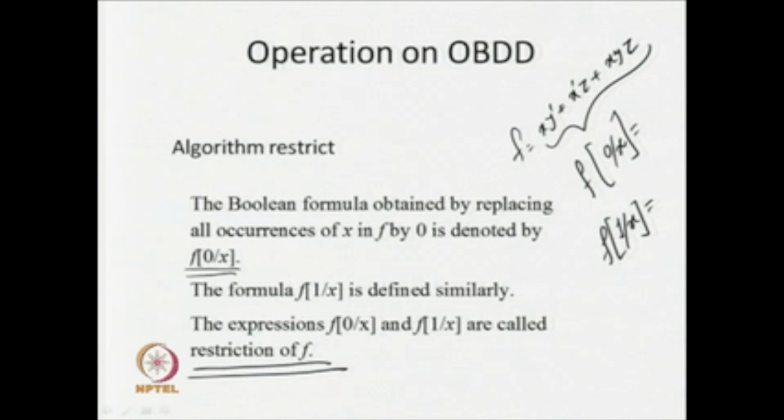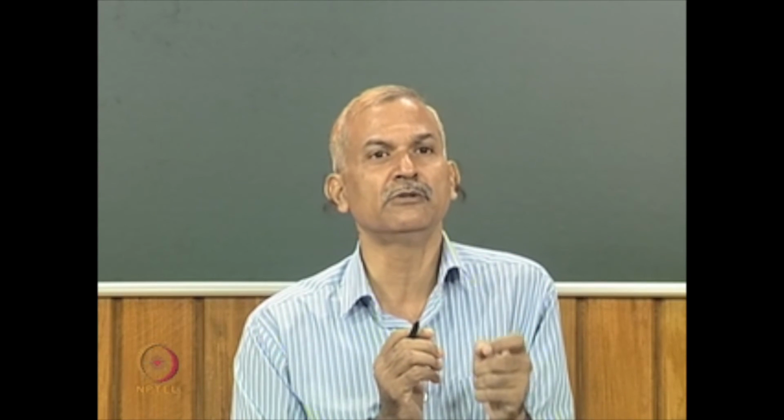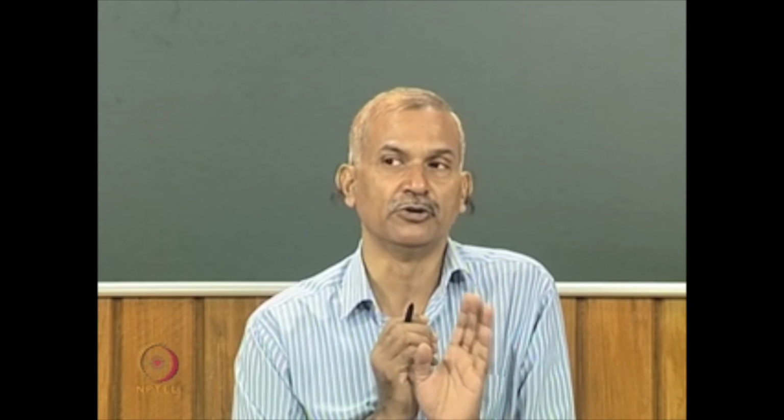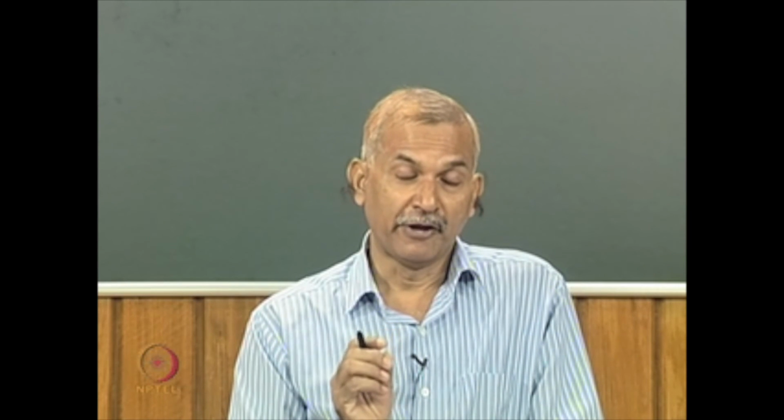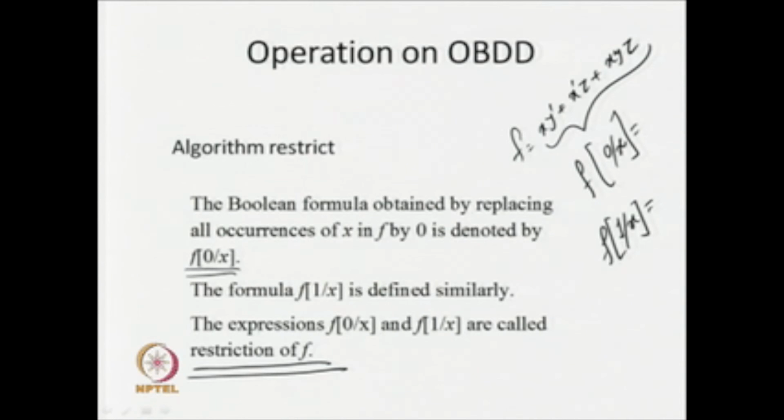I have a function which depends on several variables, but I am saying to restrict that function for one particular variable to be 0, or restrict that function for a particular variable to be 1 only. So this is the restriction of this function f, where x is replaced by 0. Now, if we have the BDD representation of f, say bf, can we directly apply this restriction on it or not?